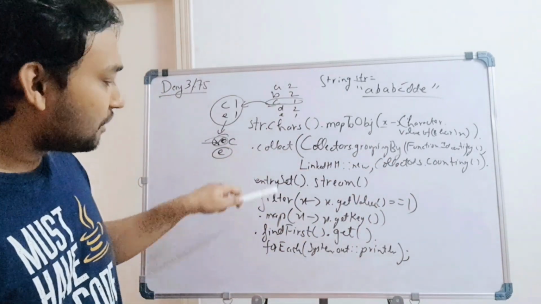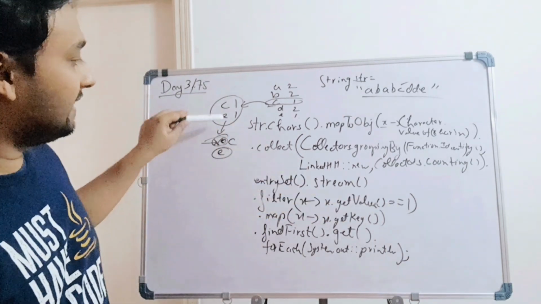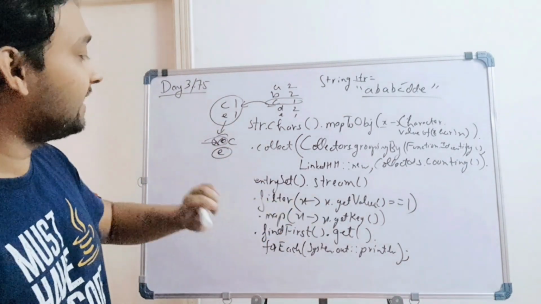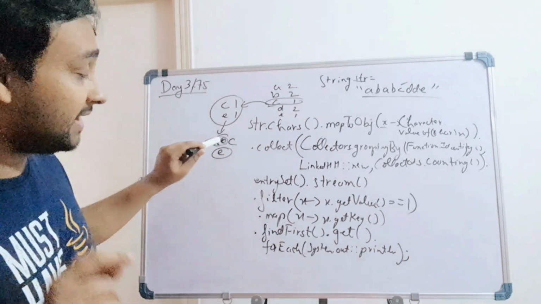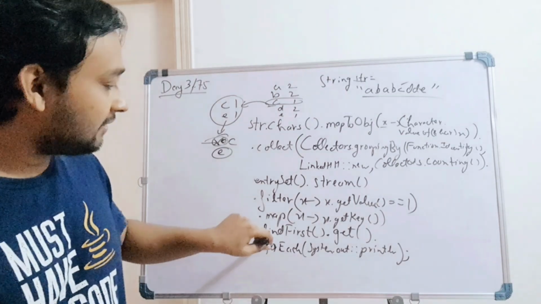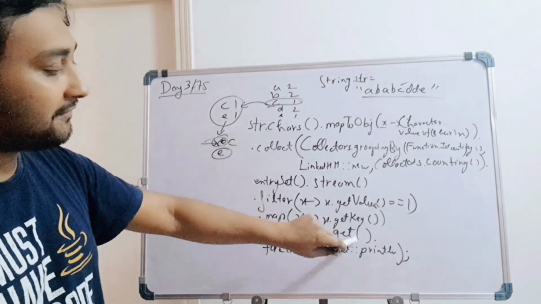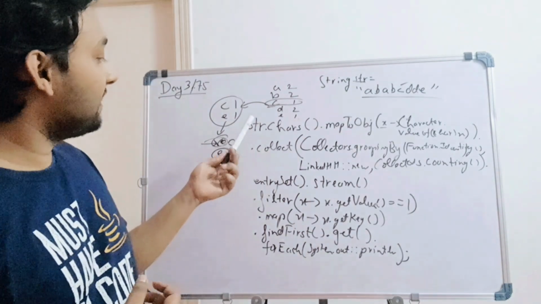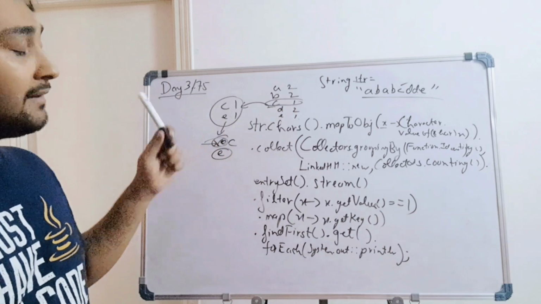Then all these operations are just to filter. It means I want only the value equal to 1, so C1 even gets filtered out. Then I want just the key, so C and E will get filtered out. Then I want just the first non-repeating, which is C, so I have filtered out C here by doing findFirst, and then it's of Optional type, so I have written get, so it will print me the first non-repeating, which is C. So like that it will print me the first non-repeating character.